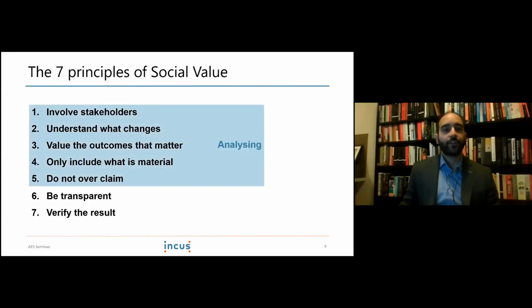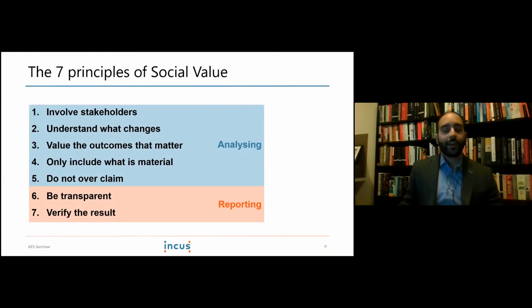So the first 5 of those are really that analysis component. So it's what you do when you are conducting your analysis or your measurement. Whereas the second 2 are much more about the reporting. So what do you actually report once you've completed your evaluation?